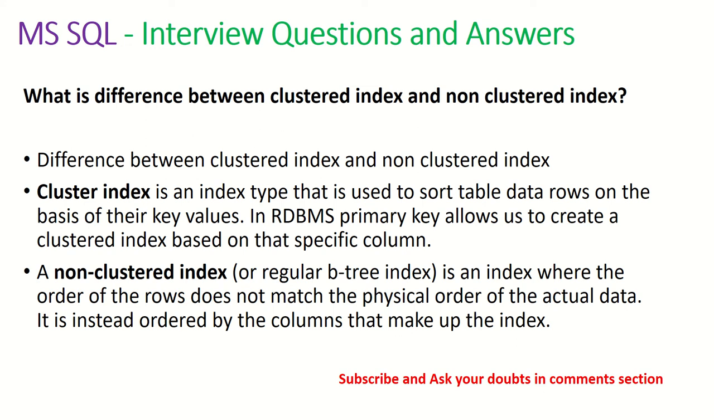Now, what is the difference between clustered index and non-clustered index? So, a clustered index is an index type that is used to sort table data rows on the basis of their key values. In RDBMS, a primary key allows us to create a clustered index based on that specific column. A non-clustered index or a regular B-tree index is an index where the order of the rows does not match the physical order of the actual data. It is instead ordered by the columns that make up the index.